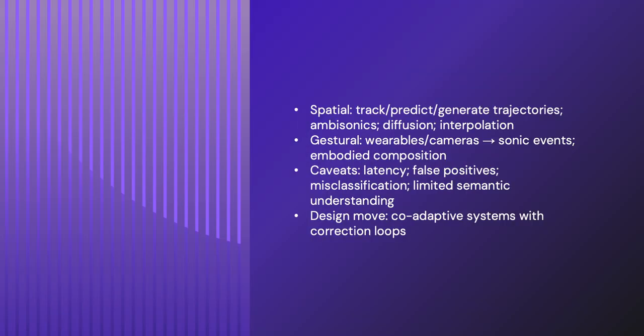Now, spatial and gestural intelligence, which I see as especially promising for electroacoustic practice. On the spatial side, AI can track sources, predict movement, and help generate trajectories for multi-channel arrays or ambisonic fields. This makes it easier to score how sound travels in the hall, not just which sound occurs.